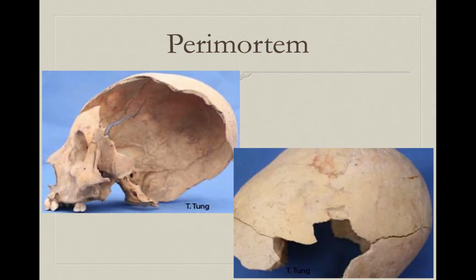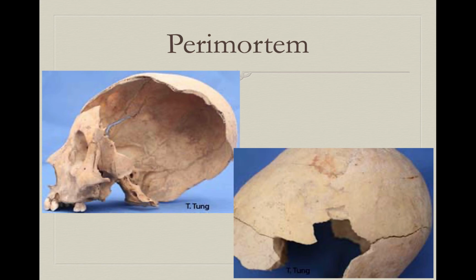So when we have perimortem trauma, it occurs around the time of death. So there are no signs of healing. It's going to be a green bone response because it's still covered in soft tissue and fluids. And this type of bone has a lot more flexibility than dried bone.